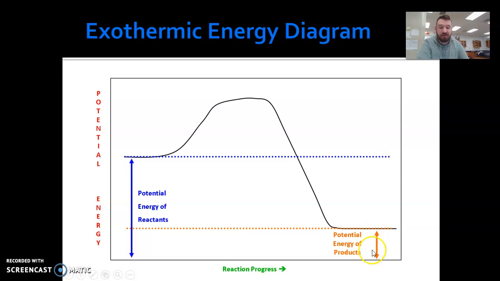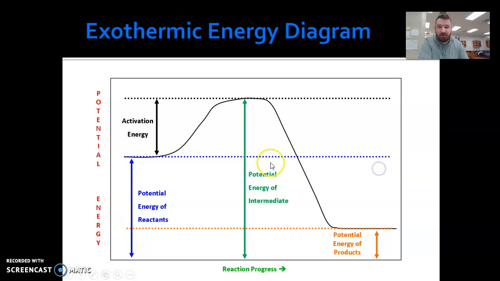We have the potential energy of our products. That's going to be a new one, so you want to make sure you have that. Reactants on the left, products on the right, just like in our chemical formulas. Intermediate in the middle. And activation energy is how much energy we need for this reaction to happen. So we need to go from the potential energy of our reactants and reach the potential energy of our intermediate in order for that to happen.